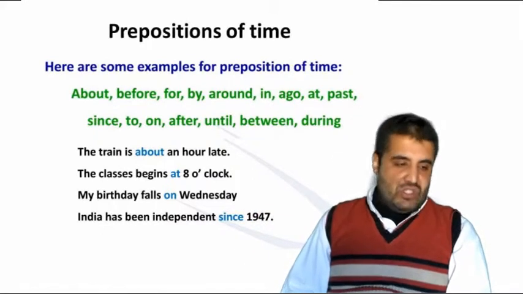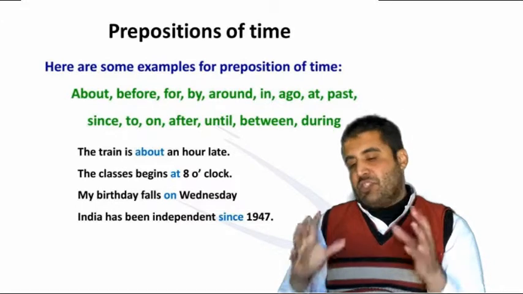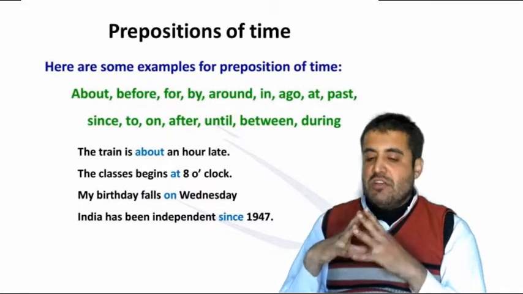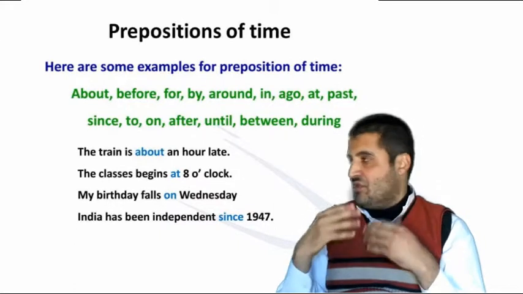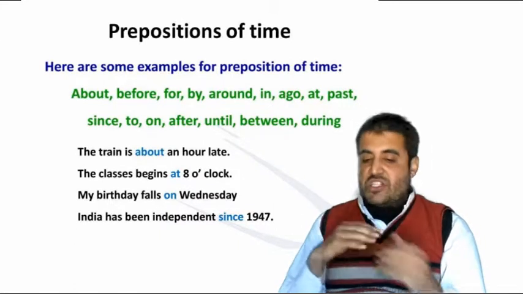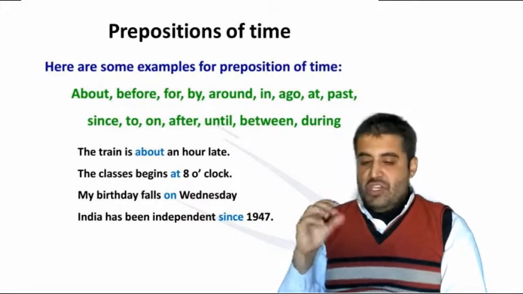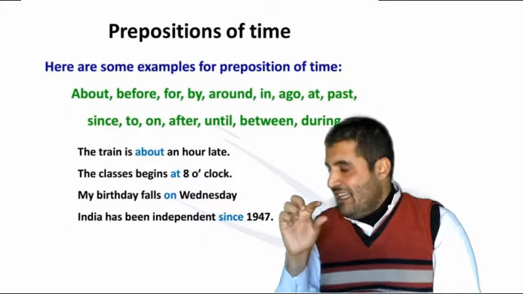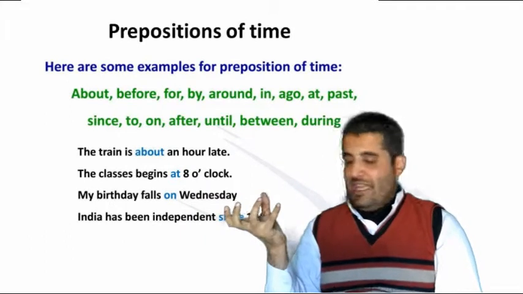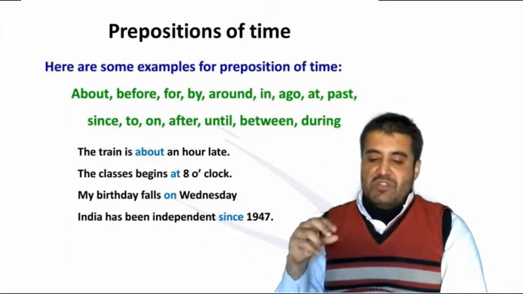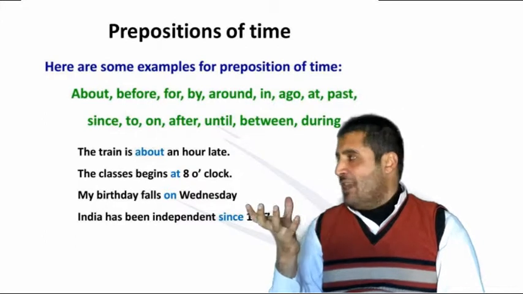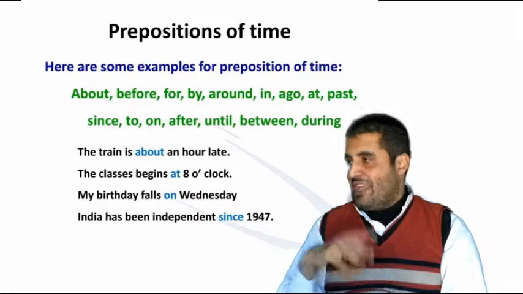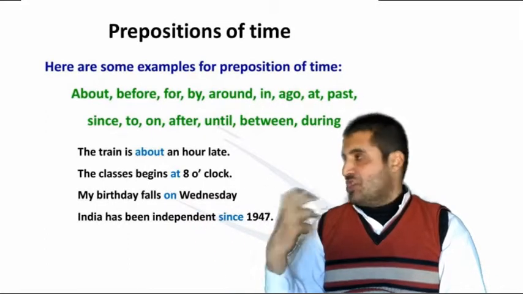These are prepositions of time. They can be used as a preposition of time. Look at the examples on the screen, which I've used in some sentences. The train is about an hour late. This "about" shows us that the train is linked with the time, an hour late. It links the train with the time value.